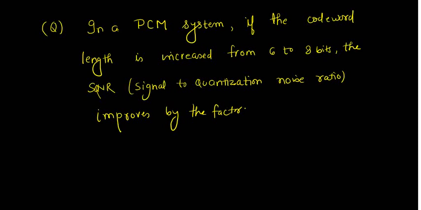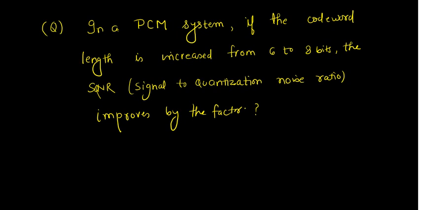So let us solve one numerical problem based on pulse code modulation, and the problem states that in a PCM system, if the code word length is increased from 6 to 8 bits, the signal to quantization noise ratio improves by the factor. So the question asks, if our encoder encodes the code word by 8 bits, then it will improve the SQNR, right, signal to quantization noise ratio.